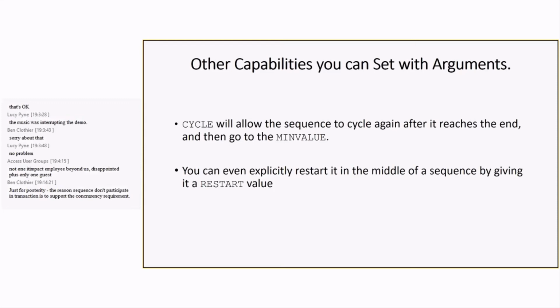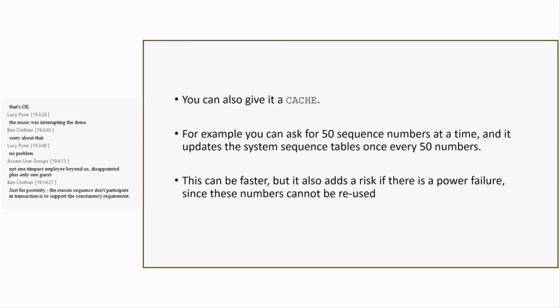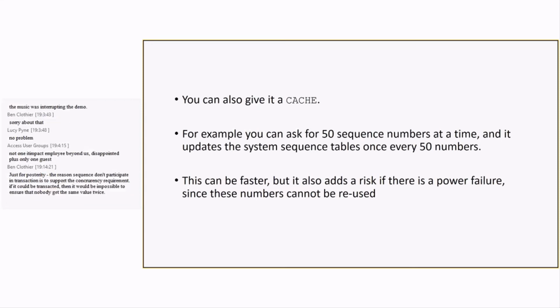You can also give it a cache. For example, you can ask for 50 sequence numbers at a time, and it updates the system sequence tables once every 50 numbers. This can be faster, but it also adds a risk if there is a power failure, since these numbers cannot be reused.